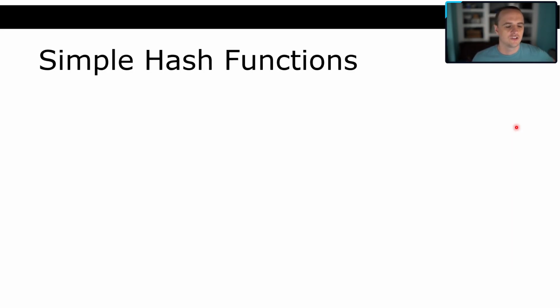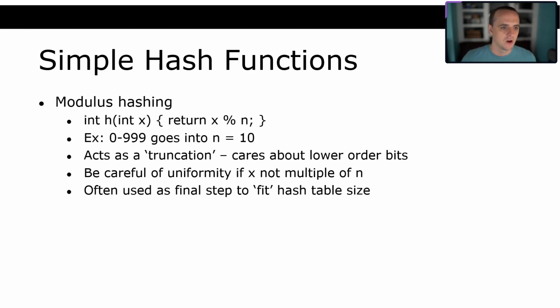Okay, so here are some simple hashing functions, some simple examples. One is just modulus hashing. So let's say that I want to take an integer value of any size and turn it into an integer between 0 and 10.